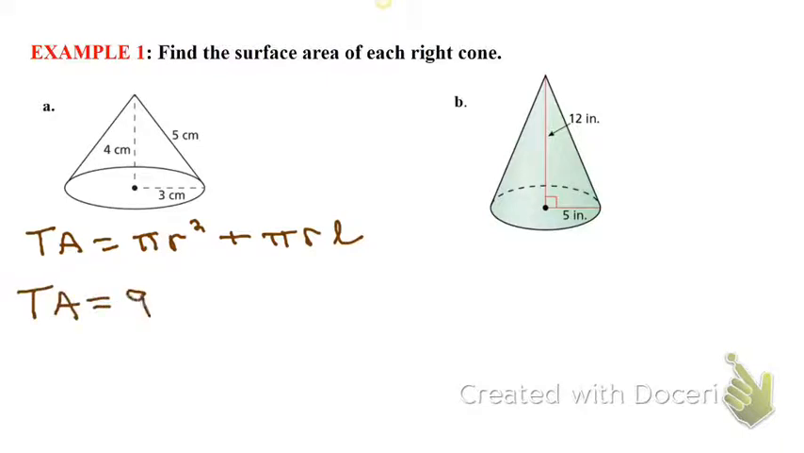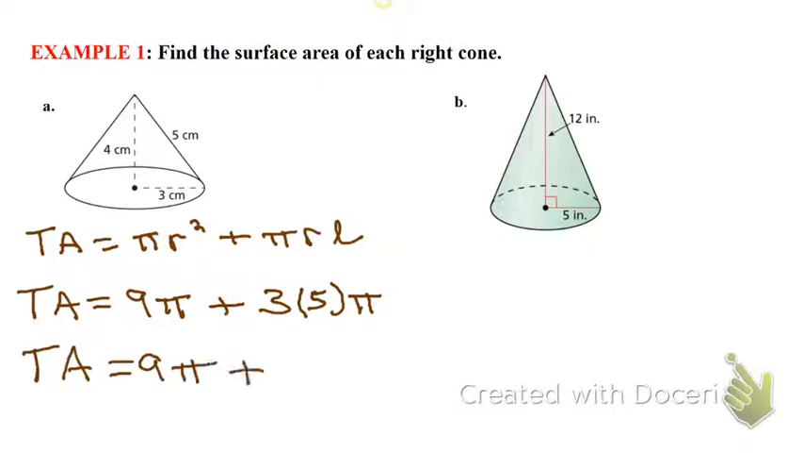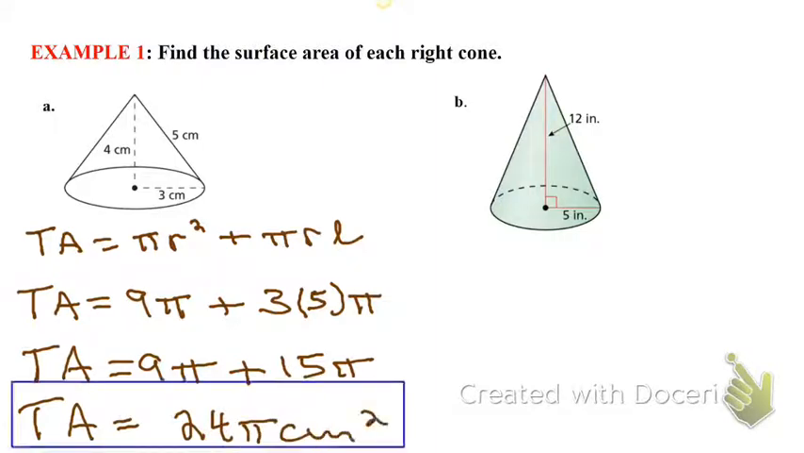The total area is pi times r squared, which is 9, so 9 pi, plus 3 times 3 is the radius times the slant height, 5 times pi. So simplifying it, we get 9 pi plus 15 pi, for a final answer of 24 pi square centimeters. This is an exact answer. If we asked you to do it to the nearest tenth, you would need to get out your calculator. And don't forget that the units are centimeters, and this is area, so your units are going to be centimeters squared.